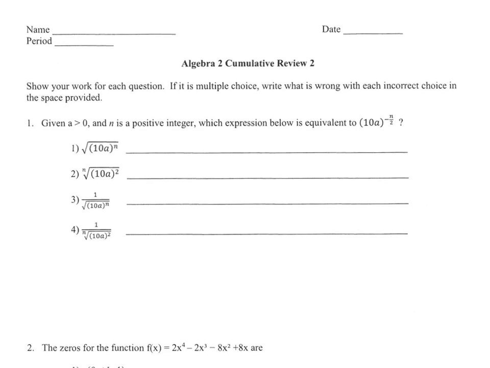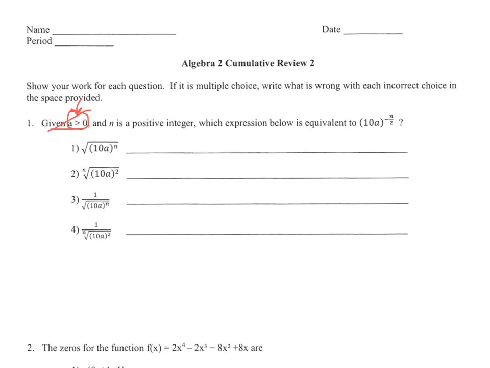Given a is greater than 0 and n is a positive integer, which expression below is equivalent to 10a to the negative n divided by 2? First off, this a is greater than 0 is just giving us information about what our domain needs to be for a, and it doesn't really impact the problem.